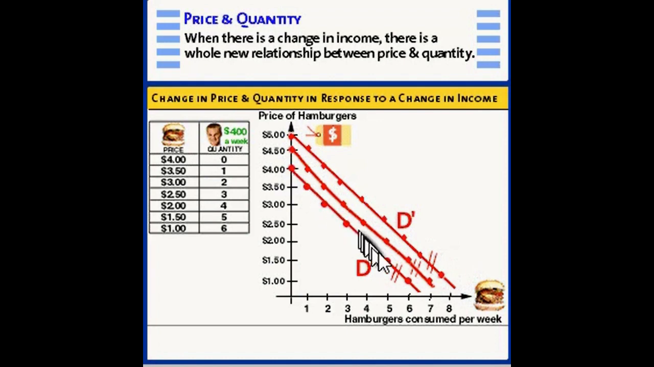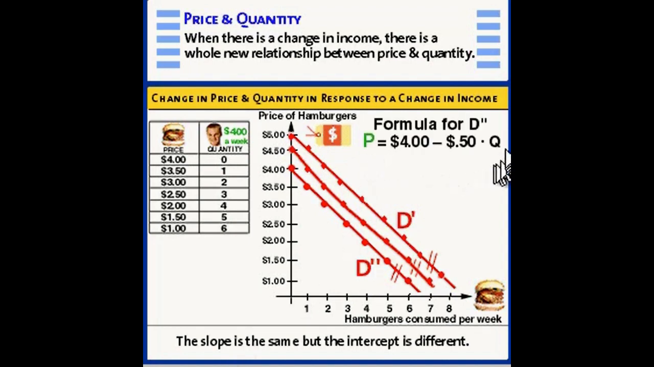The slope in all three cases, that is the rise over the run, is going to be the same. But the intercept is different. And that's what gives us these parallel shifts. This third relationship can be summarized by the equation, the price is equal to $4, that is the vertical intercept, minus the slope of 50 cents, times the quantity of hamburgers that Bob consumes each week. In this case, we have a lower intercept. The curve is closer to the origin, but it has the same slope as before.